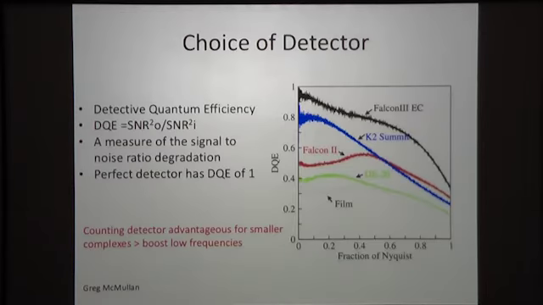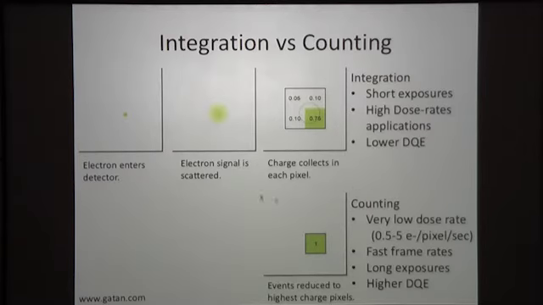So the integrating detectors, such as here the Falcon 2 and the D20, work differently. As an electron enters your chip, the signal is scattered, and you get an integration of the signal over several pixels. And this causes noise due to the random nature of deposition of energy by the electrons and the readout noise. And generally, you have a lower DQE in these images. However, there are advantages. You need shorter exposures, and you can work at higher dose rates. So those two things work together, and you can take more images faster.